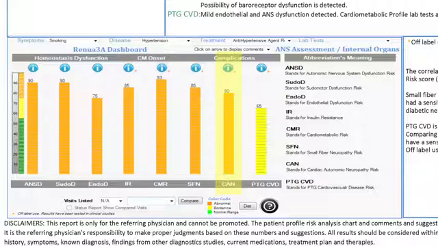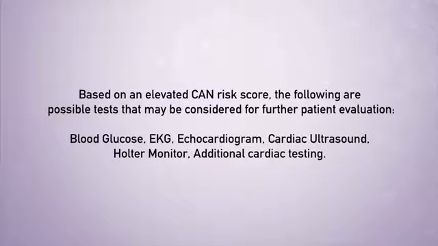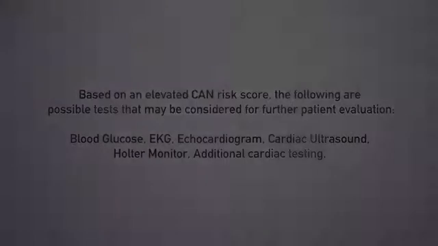Another danger is that patients with CAN may have heart attacks without feeling the pain and symptoms that signal a problem. CAN cannot be reversed, but keeping the A1C close to normal may slow its progression. Therefore, it is critical to carefully watch this risk score. Although there are a number of conditions the CAN risk score helps evaluate, the primary focus of this measurement is the possibility of hypotension. Based on an elevated CAN risk score, the following are possible tests that may be considered for further patient evaluation: blood glucose, EKG, echocardiogram, cardiac ultrasound, Holter monitor, and additional cardiac testing.